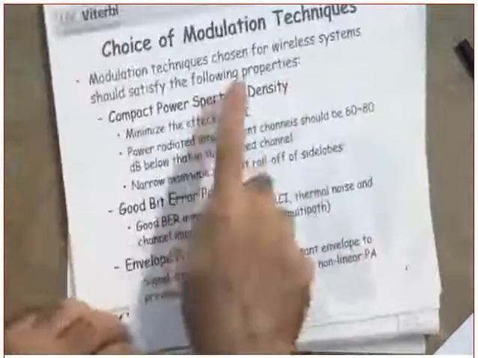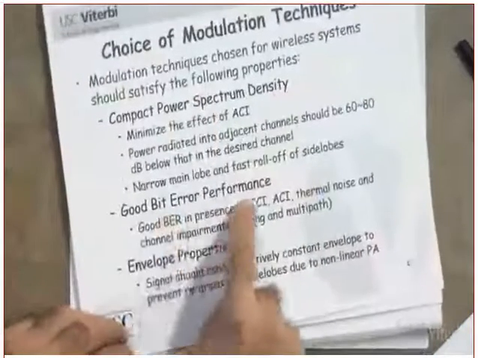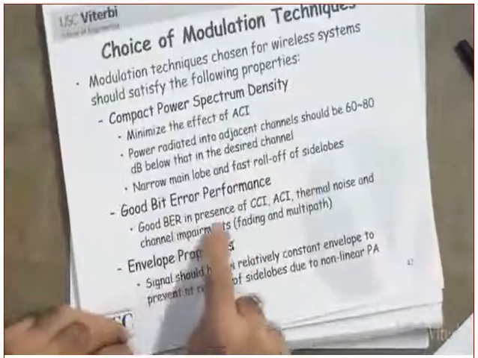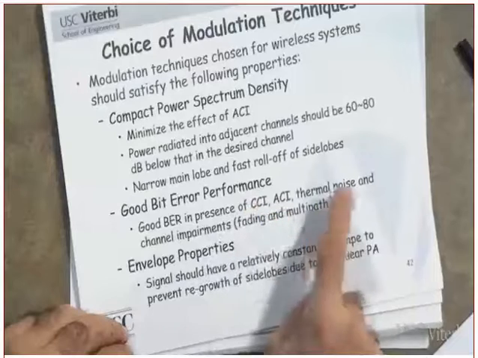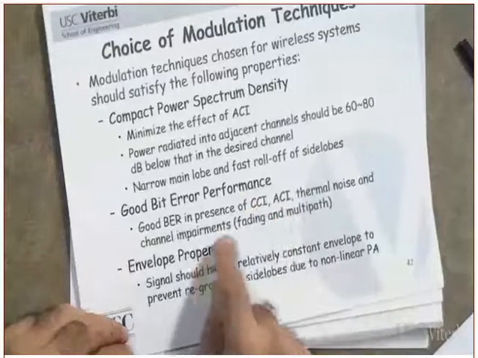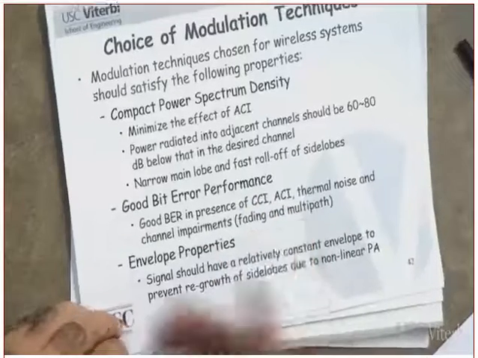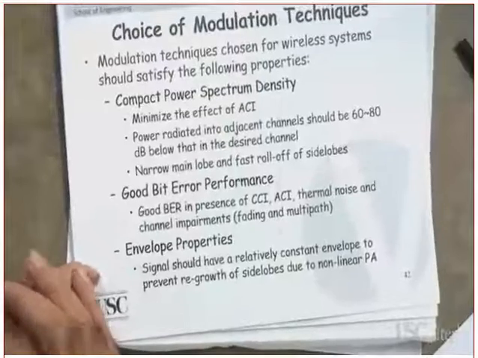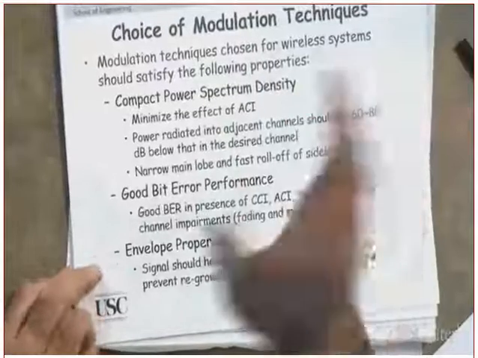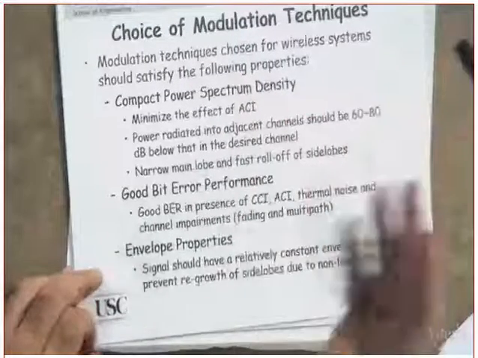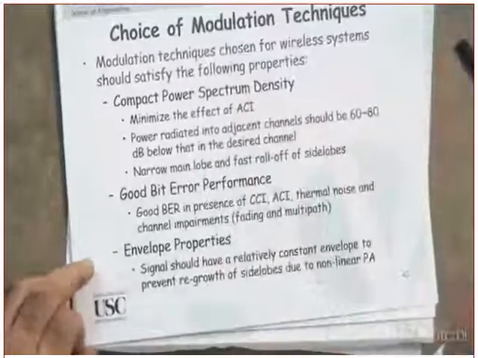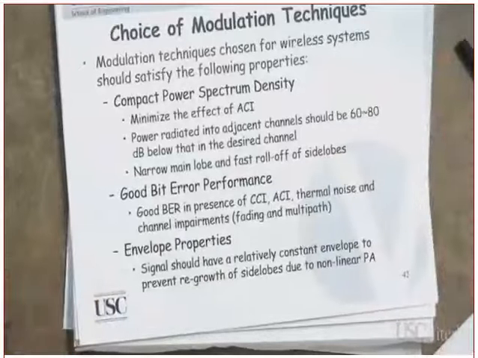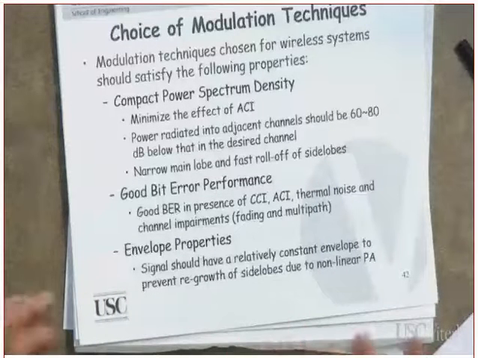Okay. So again, as I told you, you need to make sure that your modulation gives good bit performance, good bit error rate in the presence of CCI, ACI, thermal noise, and channel impairments, fading, multipath. The modulation technique needs to provide you with a reasonable bit error rate. Now, the bit error rate required depends on the application. For example, for voice application, you can tolerate a bit error rate of 10 to the minus 3 or something like that. It's okay. For data, might not be okay.